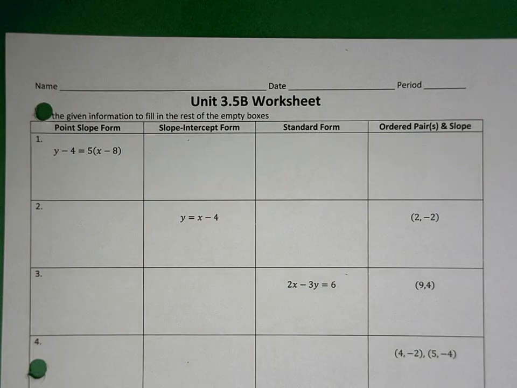There. We looked today in class at switching back and forth between different linear forms, as well as identifying ordered pairs and slopes from given equations. And so your Unit 3.5b worksheet is broken up into 8 problems, and the top 4 correspond to the bottom 4. And so we're going to go ahead and look at a couple of these top ones, just so you can see some of the steps.